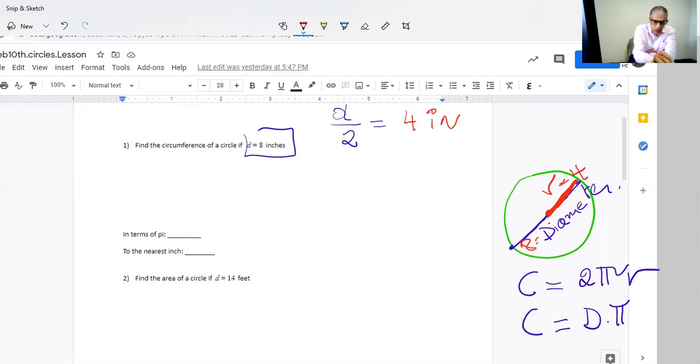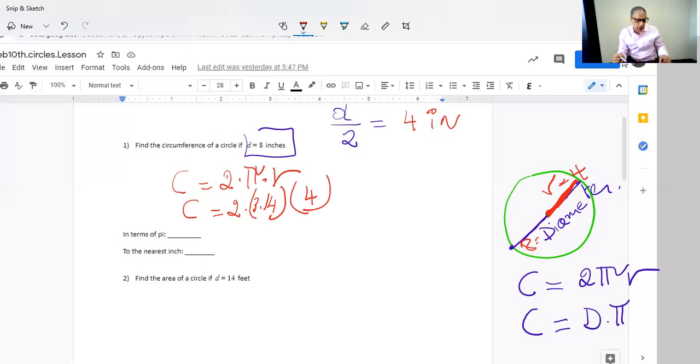So the equation for circumference is C equals 2 times pi times the radius. C is equal to 2 times pi, let's estimate 3.14, times the radius, which is 4, okay? And put that in the calculator, and you got your answer, okay?